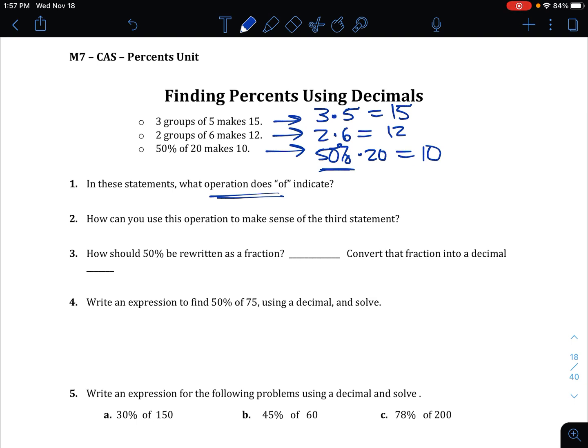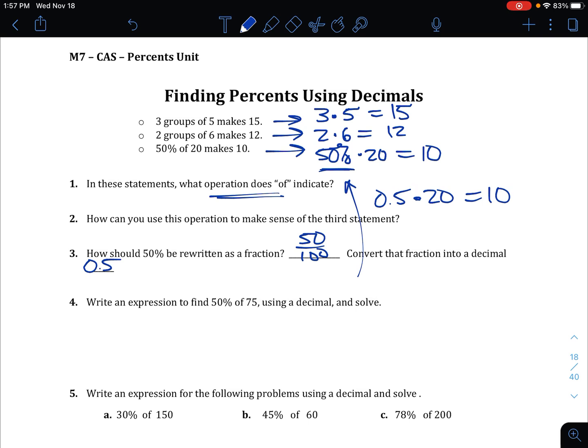So what we're going to do is we're going to take the percent and rewrite it in a way that's actually easier to type in to a calculator. So for number 3 here, written as a fraction, well, that of course would be 50 out of 100. And then as a decimal, we're talking about 0.5. So what we're actually doing in this example here is 0.5 times the 20, and that's why it's 10. And that's kind of the shortcut when it comes to finding percents using a decimal.